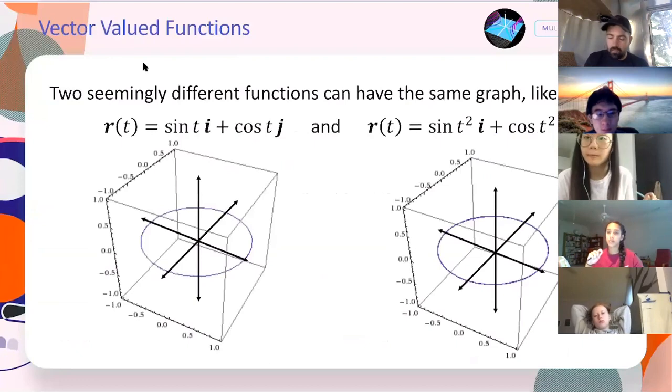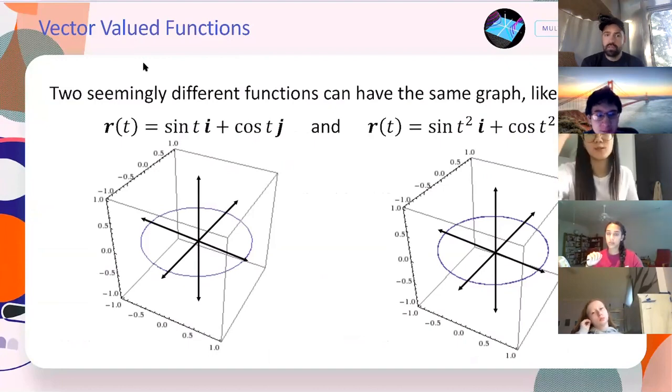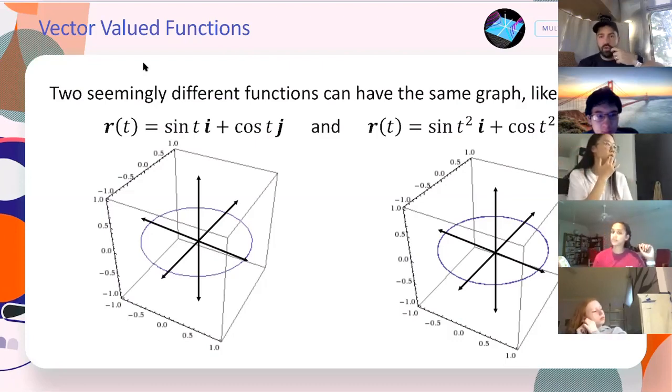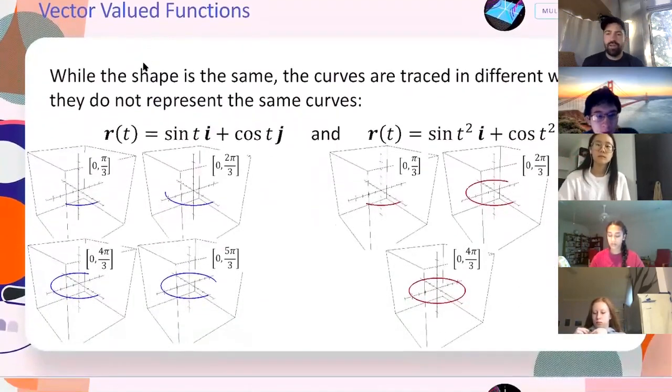Okay, so it's important to know that multiple vector valued functions can graph the same graph. Like these two things will both give me a circle. Sine t i plus cosine t j, that's a circle in the xy plane. So is sine t squared i plus cosine t squared j. It's the same physical form, right? It's a circle with radius 1. But they're traced in different ways. So if you want t to represent time, they're not moving in the same time, right?